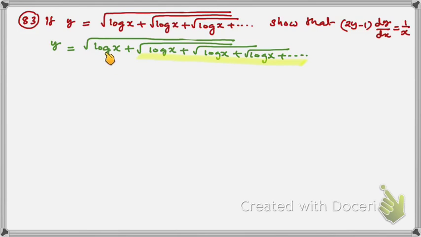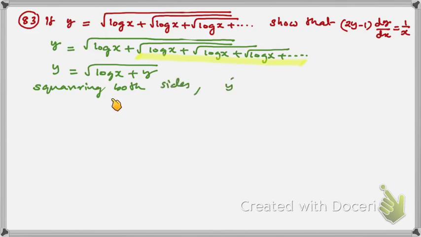Although I have already written one root of log x, the rest of it, since it goes to infinity, doesn't make any difference. It is still the same as my question, which is y. So I can replace this entire remaining expression with y. So my question is going to look like y is equal to root of log x plus y. Then we say squaring both sides. So squaring both sides, y will become y squared, and on the right side the square root will go away, which will give me log x plus y. So I get y squared is equal to log x plus y.